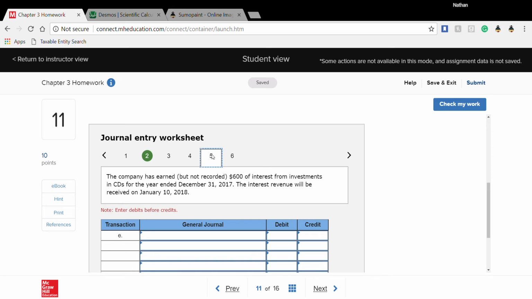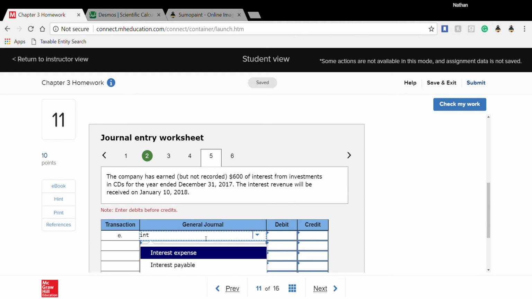Alright, let's see, question 5. The company has earned but not recorded $600 of interest from investments in CDs for the year ended December 31st, 2017. The interest revenue will be received on January 10th, 2018. Now this time, this one's an accrued revenue. So most likely somebody owes us this interest, correct?